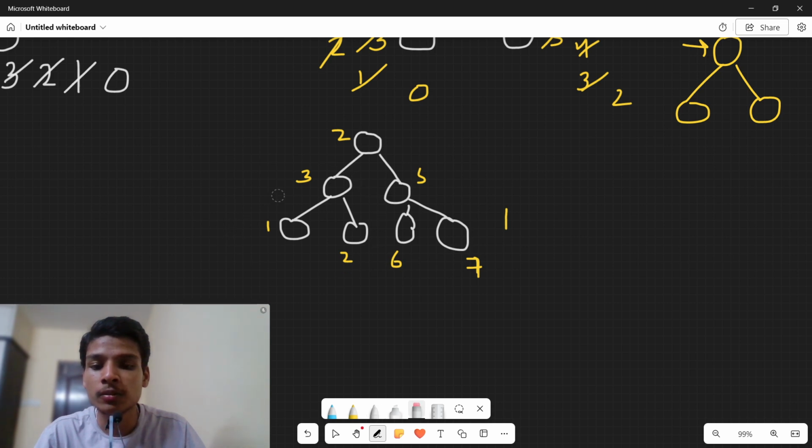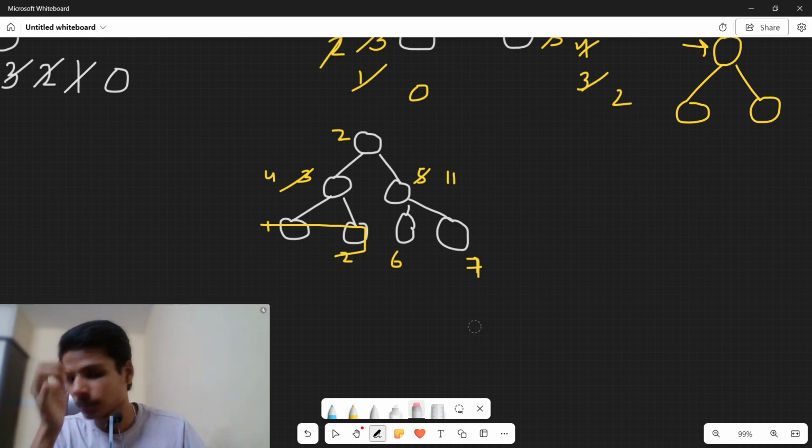So what is the value of this subtree? The value of this subtree would be 3 plus minimum of both of them, that is 4. Let me make it 4. Okay, now I can erase this because I do not need it any further. Now what is the maximum value at this place? The maximum value at this place would be 5 plus minimum of both of them, that is 5 plus 6, that is 11. Okay, great.